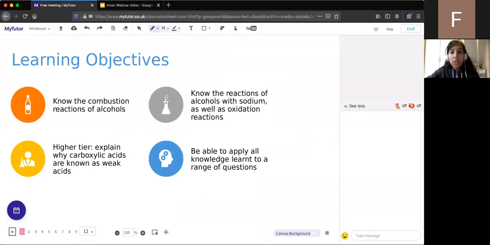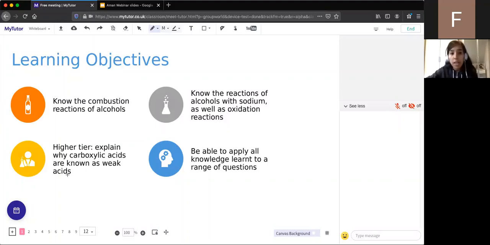So today's learning objectives are to know the combustion reactions of alcohols. So we've looked at the combustion reactions of alkanes and alkenes. So the final one you need to know is the combustion reactions of alcohols. We're then going to look at the reactions of alcohols with sodium, as well as oxidation reactions. So remember yesterday we went through the reactions of alkenes, and that was with halogens, with hydrogen and with steam. Today we're looking at the reactions of alcohols with sodium and oxidation, so with oxygen essentially.